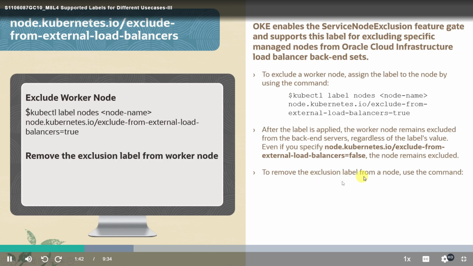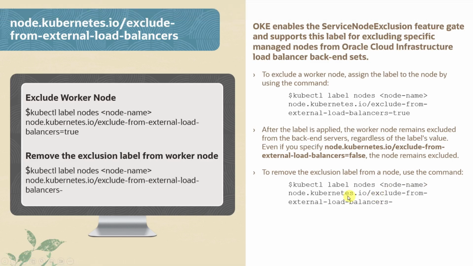To remove the exclusion label from a node, you must use the following command. Run the command kubectl label nodes and the node name and specify the label node.kubernetes.io/exclude-from-external-load-balancers and add a minus sign at the end. Upon running this command, the exclusion label from the worker node will be removed.